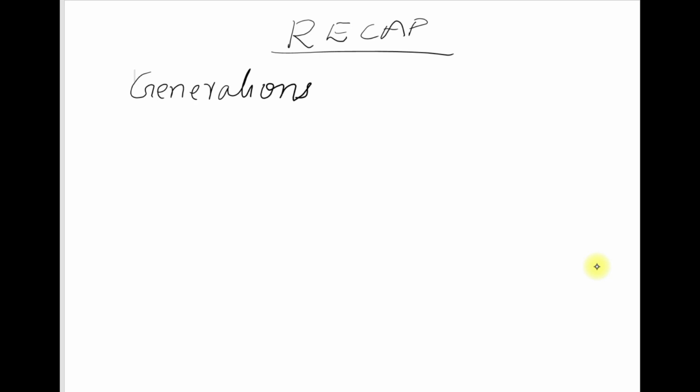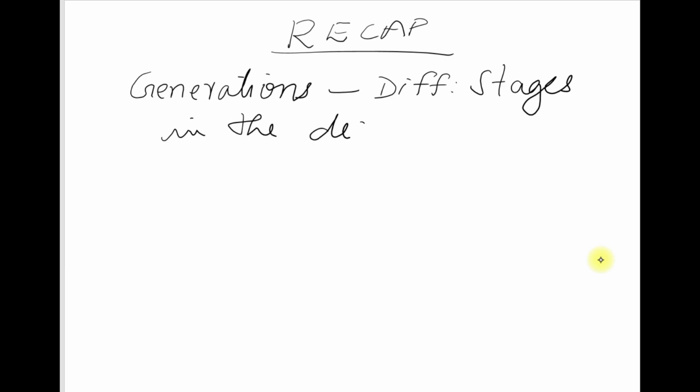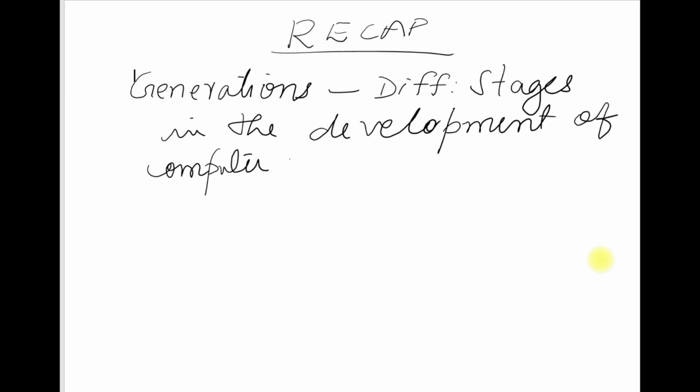Now let's go for a recap. So today we have learned about generations of the computer. Generations means different stages in the development of computer technology. Then there are 5 generations.